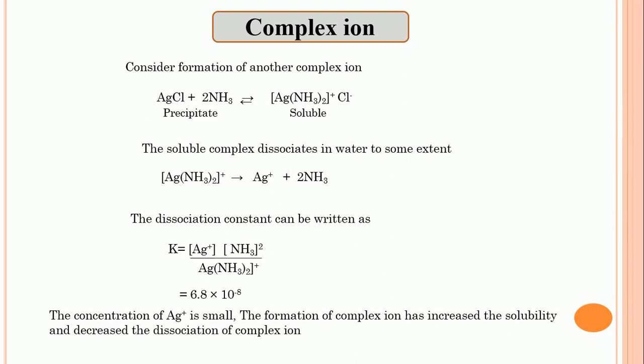So in this video we discussed the formation of complex ion, that means there is a combination of simple ions with oppositely charged ions or with neutral molecules. Then the solubility is increased and again the dissociation decreases. So this is about the complex ion.